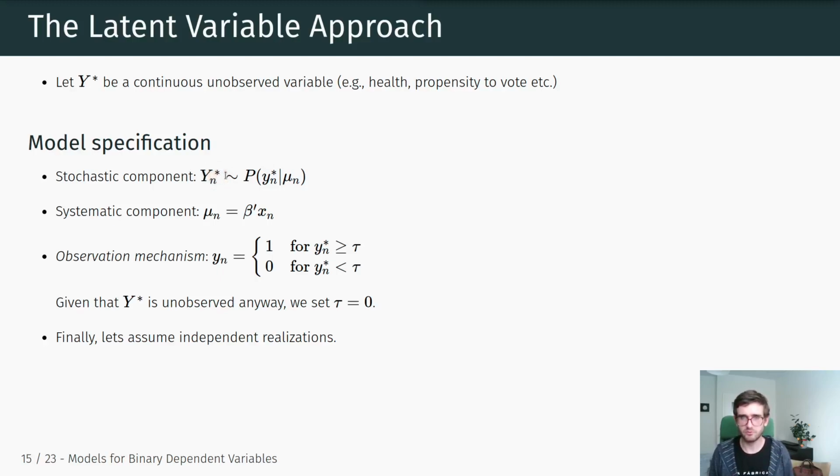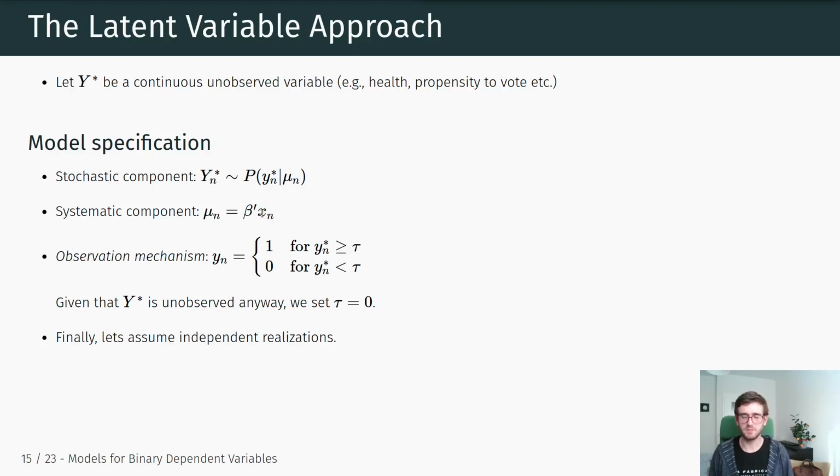Yn star first follows some probability distribution, yn star conditional on mu n, so conditional on some expectation, and there's some probability around that expectation. Okay, and of course our systematic component is modeling that expectation. Okay, so the expectation mu n of our unobserved latent variable is modeled as a linear combination of our predictors and the coefficients, so beta prime xn. Okay.